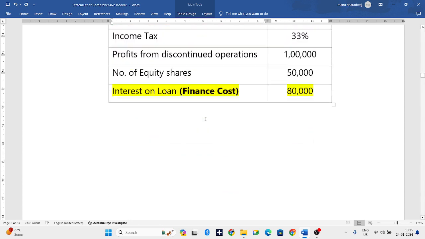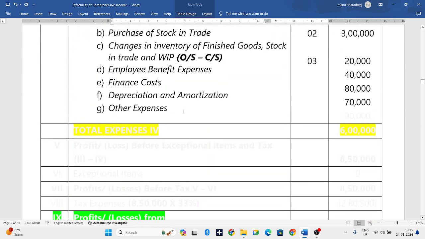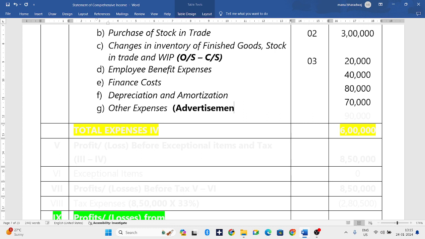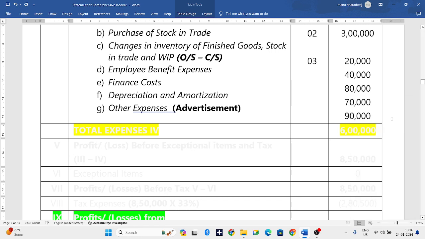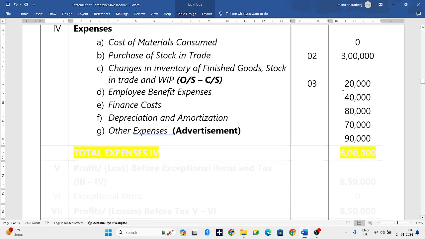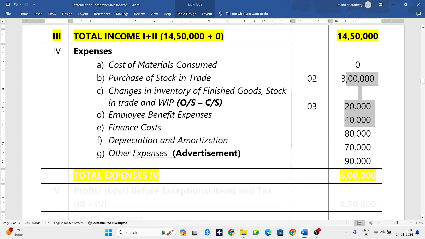This is other expenses 90,000. So I'll write it in the bracket for your understanding. 90,000, it is the other expenses. Yes, so now add all these things. 3 lakh plus 20,000 plus 40,000 plus 80,000 plus 70,000 plus 90,000.